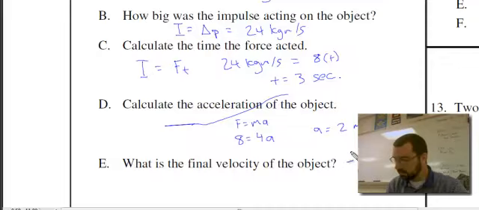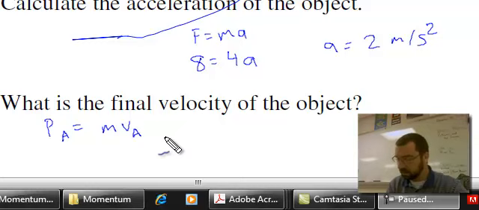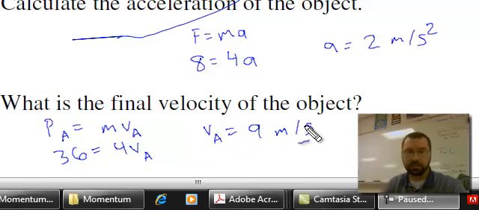And finally, what is the final velocity of the object? The momentum after is equal to the mass times the final velocity, or the velocity after the application of the force. So 36 is going to be equal to 4 times the velocity afterwards. Solving for the velocity afterwards, or velocity final, that would be 9 meters per second.